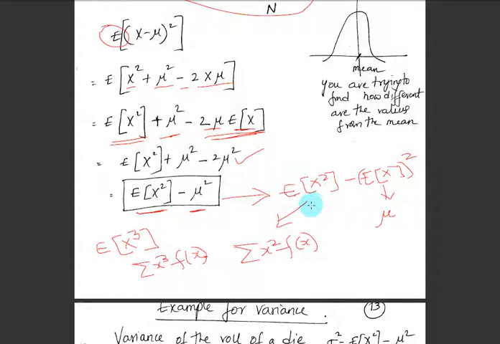E of x squared is called the second moment. These are called moments.